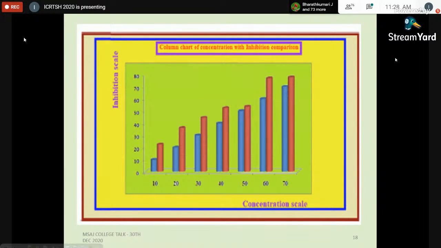Yeah, this is a concentration versus inhibition scale bar chart. It shows how much variation there is to analyze. This is a scale. Next slide, please.